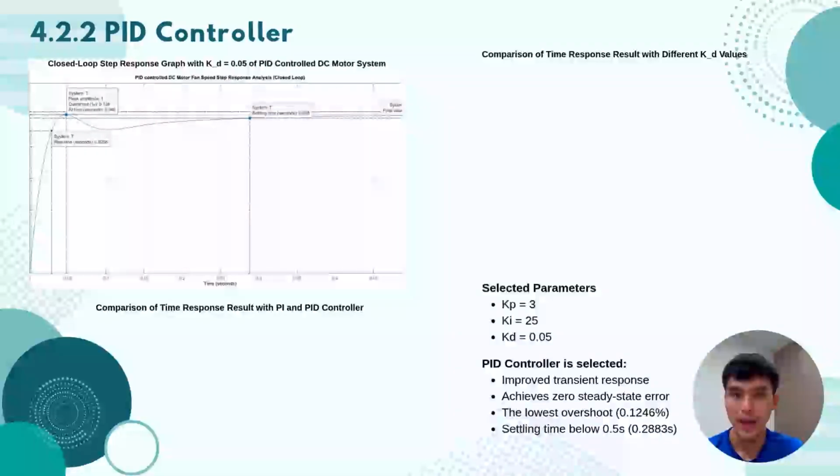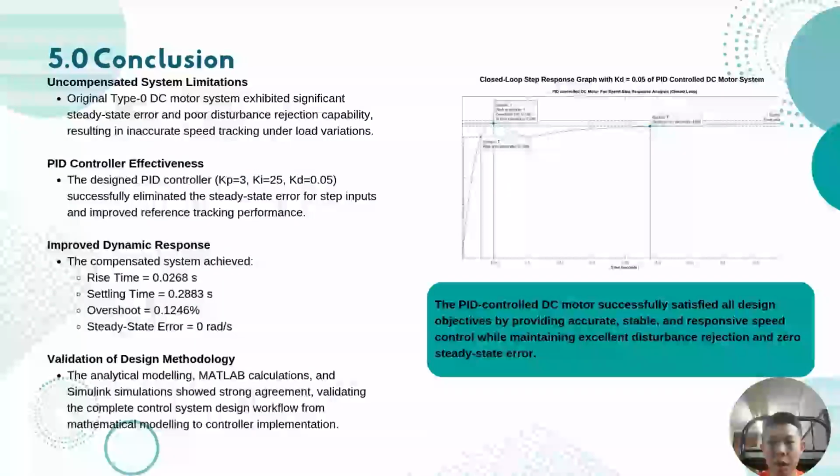Therefore, the final PID controller with Kp equal to 3, Ki equal to 25, and Kd equal to 0.05 was selected. The PID controller satisfied all design objectives while providing improved transient response, zero steady state error, the lowest overshoot, and a settling time below 0.5 seconds.